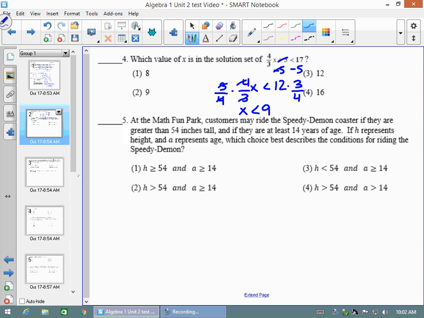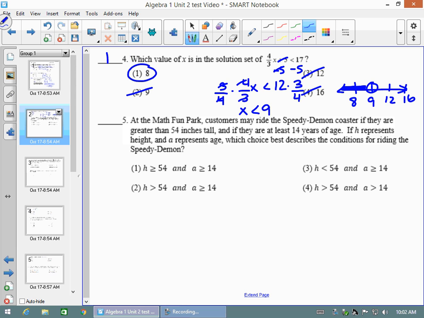So let's think about this for a second. If x is less than 9, that means I have an open circle at 9, and I'm shading to the left, and that's my solution, everything in this shaded area. They want to know which of these values is in the solution set. Well, 9 can't be an answer because it's an open circle. 12 would be somewhere over here. 16 would be out here. They're also not in the solution set. However, 8 would fall into the shaded area, so choice 1 is our answer.